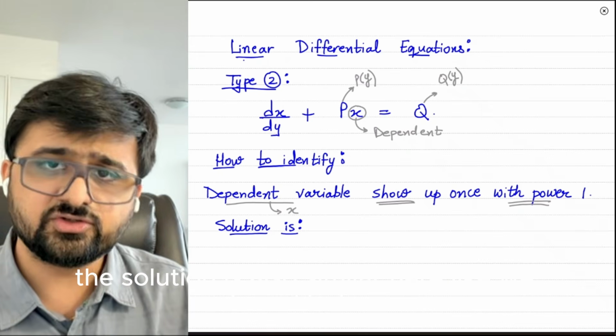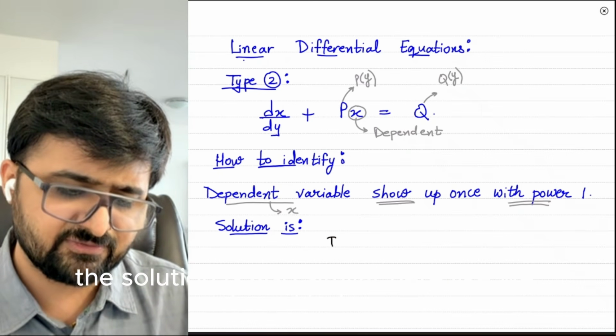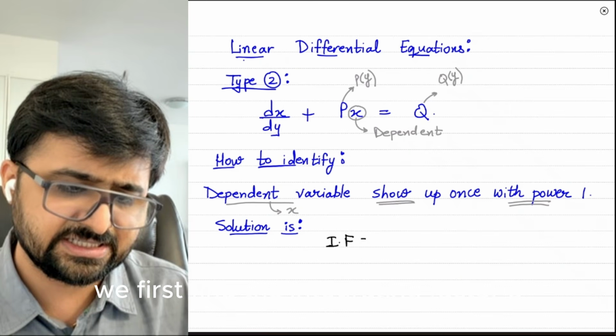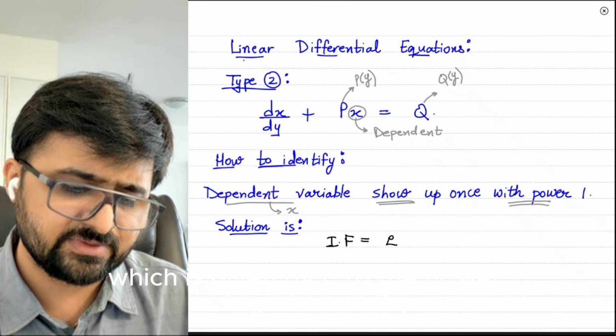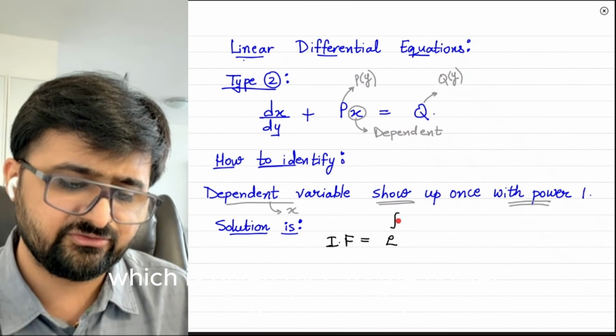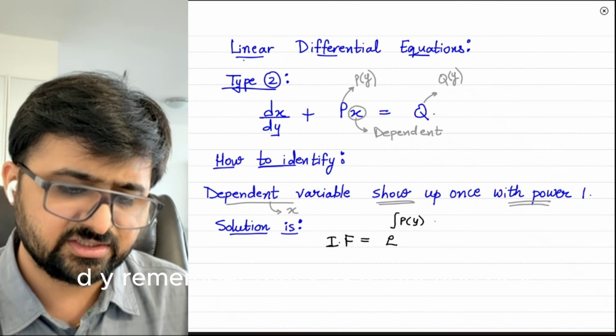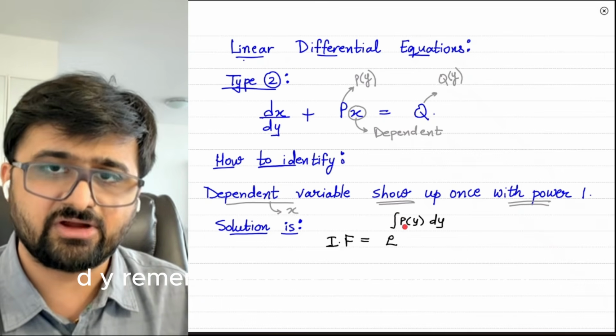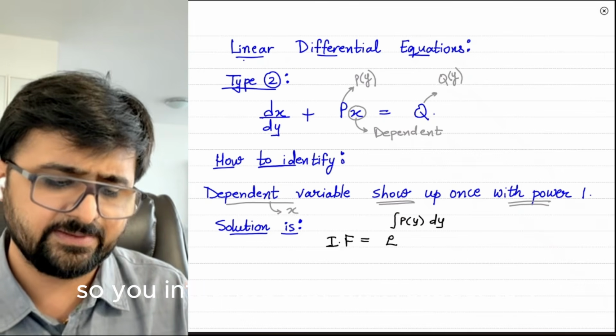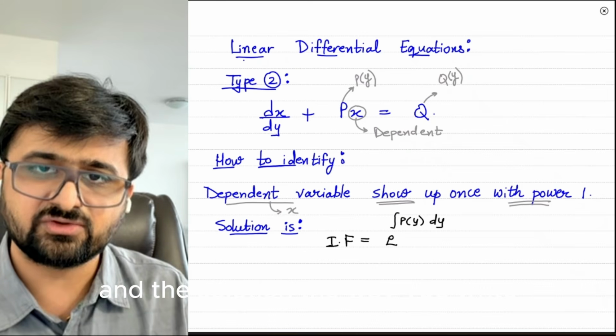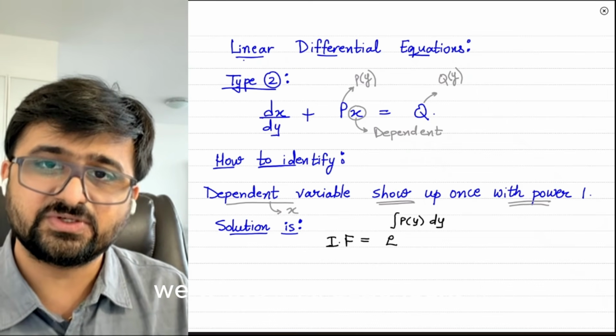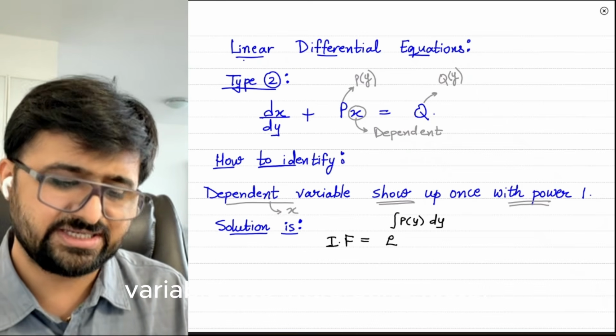The solution is also similar to what we found before. We first find the integrating factor, which is given by e to the power integration of py dy. Remember that p is a function of y now, so you integrate that with respect to y. And the solution, the way you write it, remember that in the previous case, we wrote it as dependent variable into integrating factor.